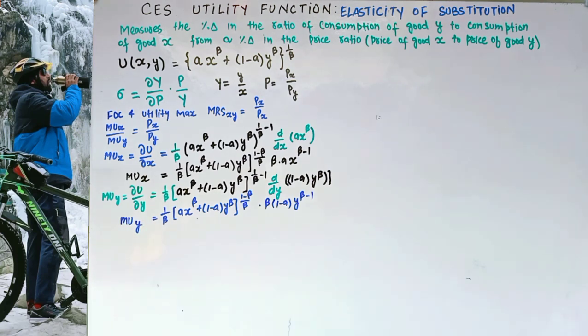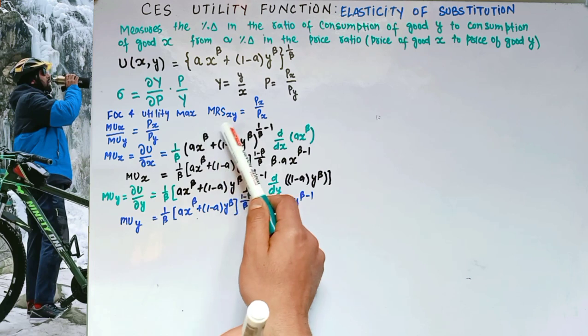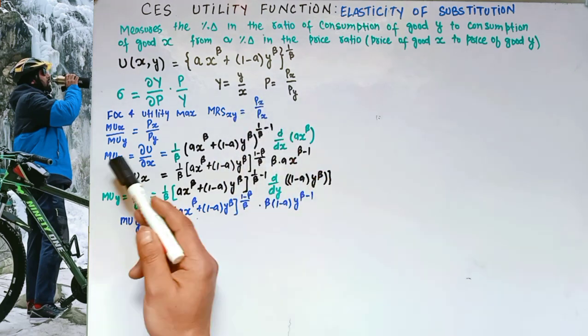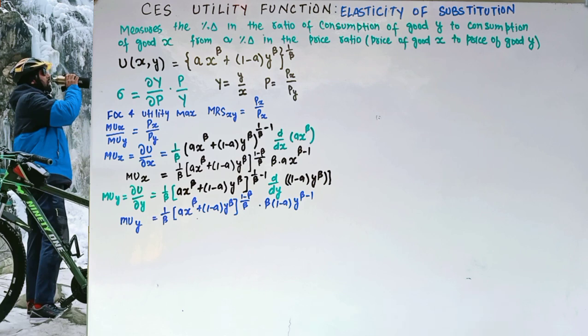As we have told you, the first order condition for utility maximization requires that the marginal rate of substitution between x and y should be equal to the ratio of prices. So this is the marginal utility of good x, and this is the marginal utility of good y, and we equate it with the ratio of the prices.